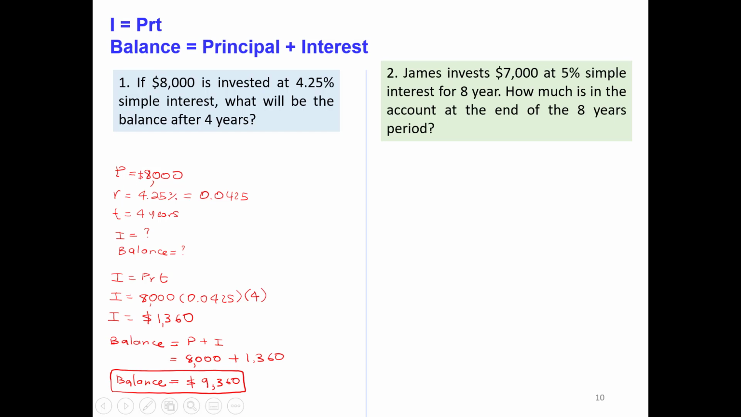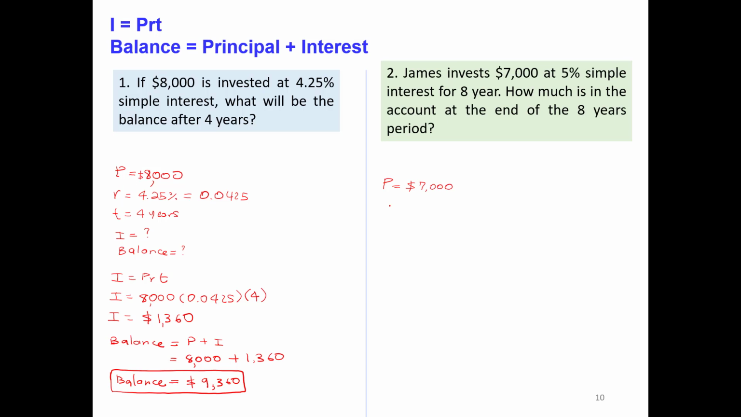In this case, James invests $7,000 at 5% simple interest for 8 years. How much is in the account at the end of the 8 year period? Again, in this case, what we need to calculate is the balance. But in order to calculate the balance, we need to calculate first the interest. It's the same procedure we did before. Let's identify what information we know. We have the principal, which is $7,000.